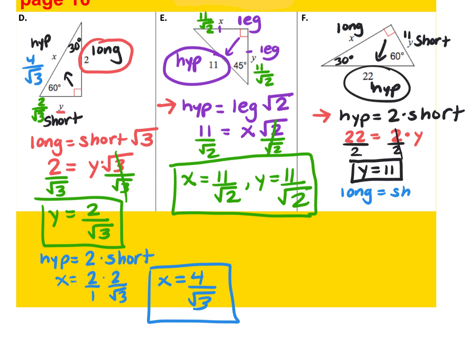And now that we have the short leg, we can calculate the long one. The long leg is just the short leg times the square root of 3. So since we know the short leg is 11, that means x is just going to be 11 times the square root of 3, or 11 radical 3.